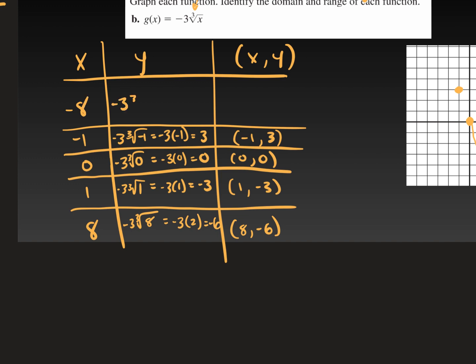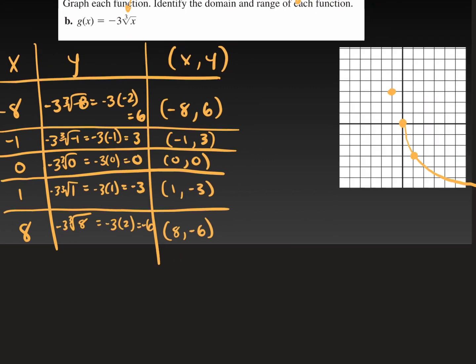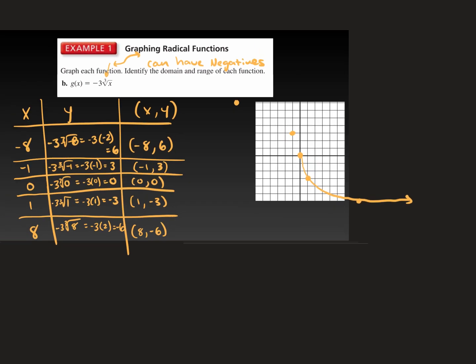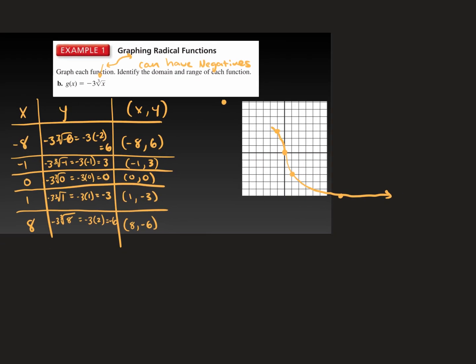So I have negative 3 times the cubed root of negative 8. What's the cubed root of negative 8? Negative 2. And negative 3 times negative 2? Positive 6. So my last point would be negative 8 comma 6. So you go to the left to negative 8 and up 6. So our graph looks like that.